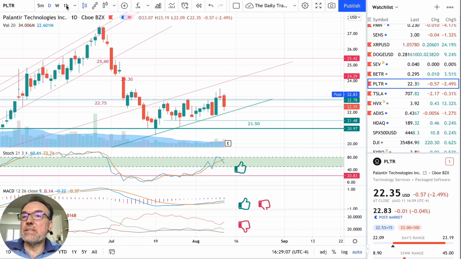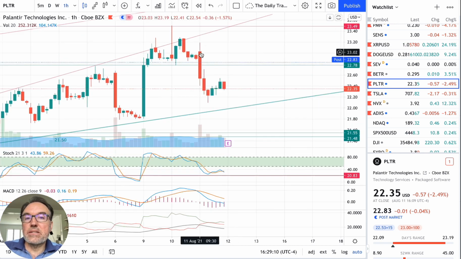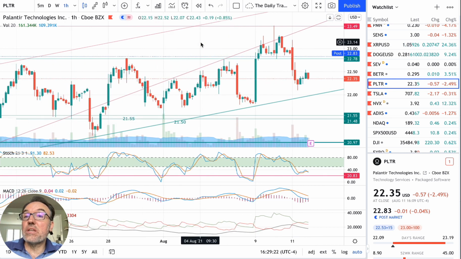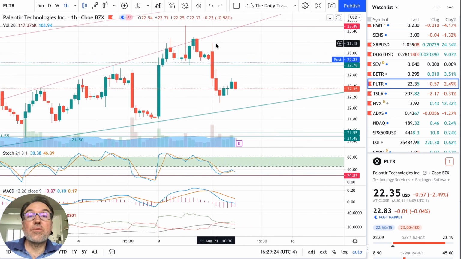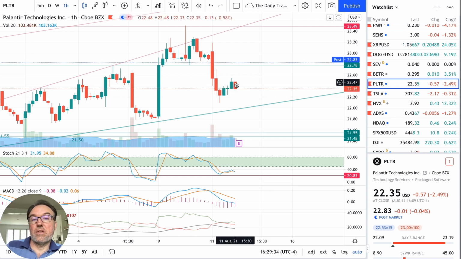Let's go see the 1 hour chart. As I mentioned, we opened right here. So this is the 9:30. We opened a little bit higher than the close of yesterday. Went close to 23. Let me see here, 23.20. And then went straight down. Went straight down for the next 2 hours. And then we started recovering a little bit. Not too much, but just a little bit.